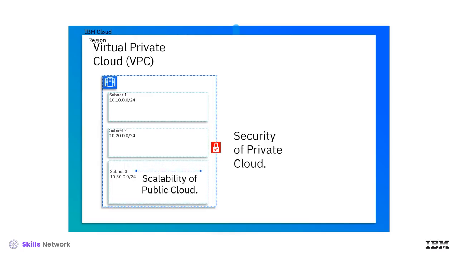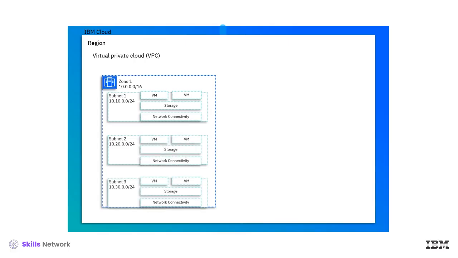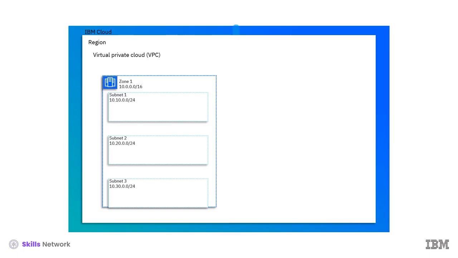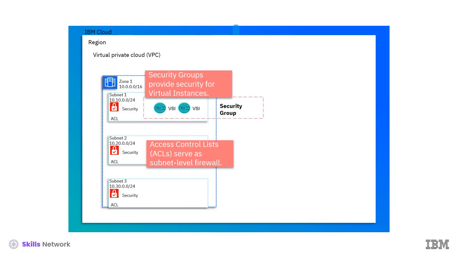scalability of public clouds. Cloud resources, such as VMs or virtual server instances, VSIs, storage, network connectivity, and load balancers are deployed into subnets. Using subnets allows users to deploy enterprise applications using the same multi-tier concepts used in on-premises environments. Subnets are also the main area where security is implemented in the cloud. Every subnet is protected by access control lists, or ACLs, that serve as a subnet-level firewall. Within the subnet, one could create security groups that provide security at the instance level, such as VSIs.